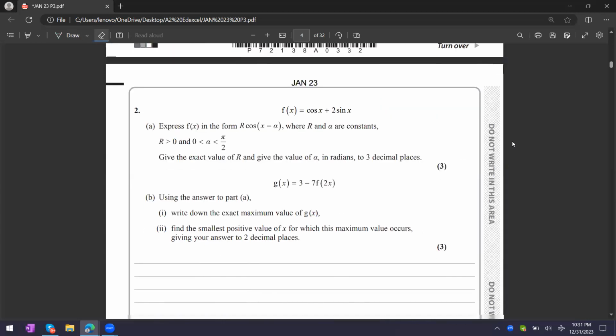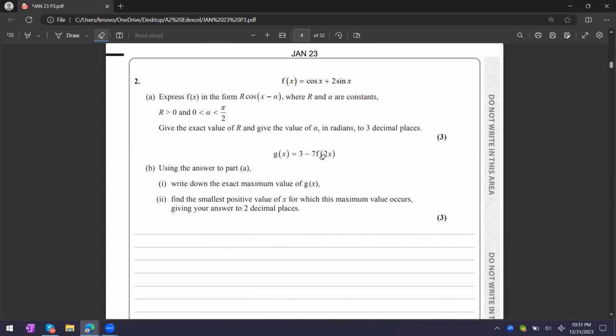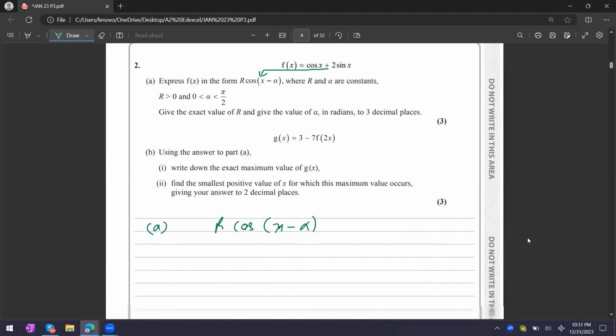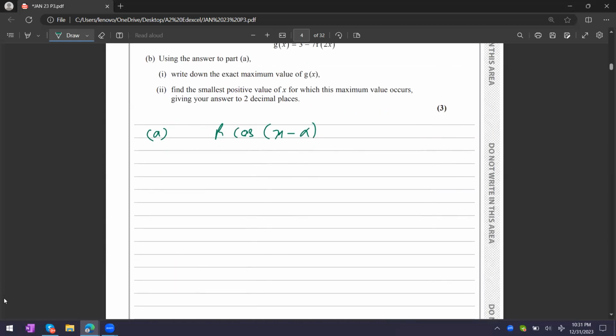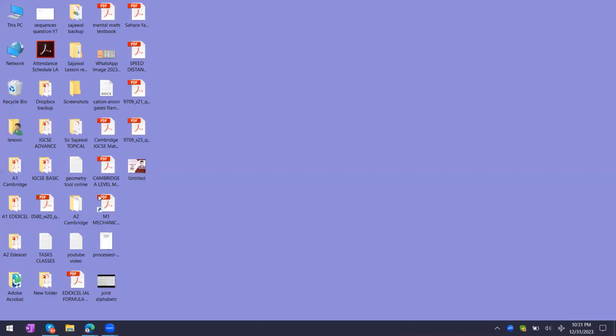Moving on to question 2, it's from trigonometry and transformation. So we need to convert this form into this double angle form, combined angle form. Always start with this r cosine of x minus alpha. From the double angle formula, if you want, I can show you there.